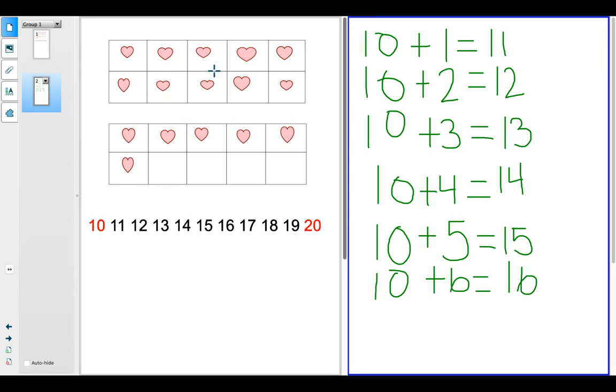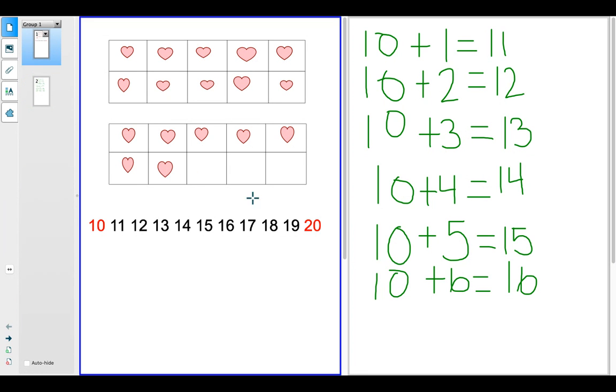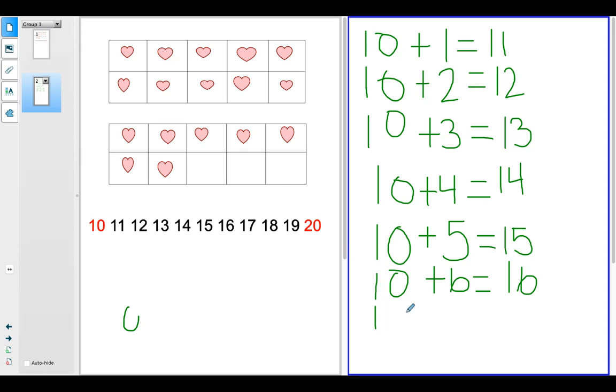What comes after 16? Right here, 16. After 16 comes 17. Very good. All right, so same thing. 17 is 10. And how many are on the bottom? 7. Good. So 17 is 10 and 7. And I write the number 17, a 1 and a 7. Okay, that's the number 17 written. All right, so 17 is 10 and 7 more.